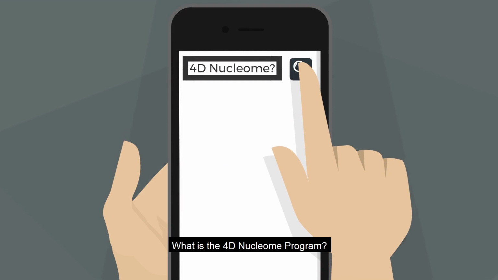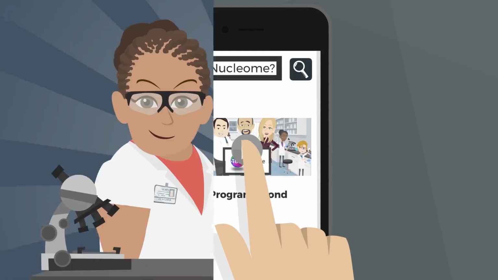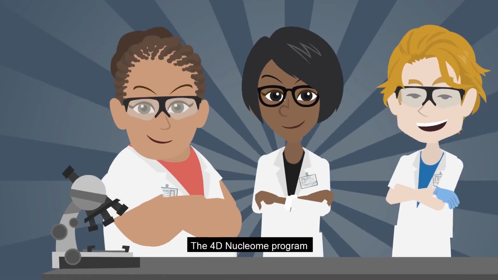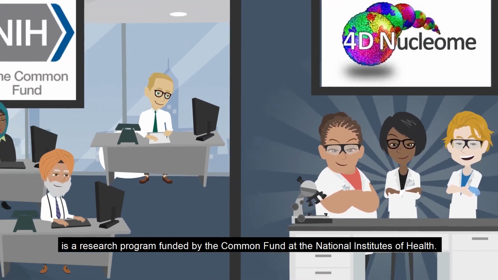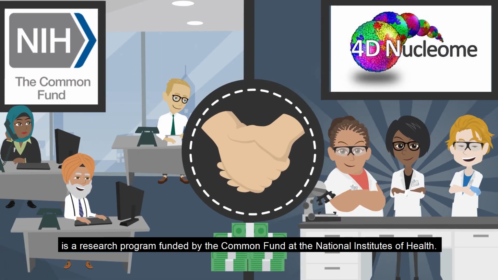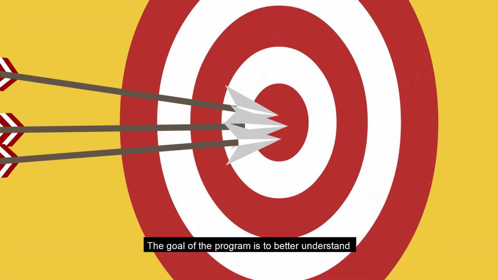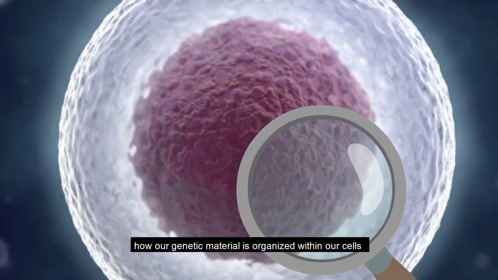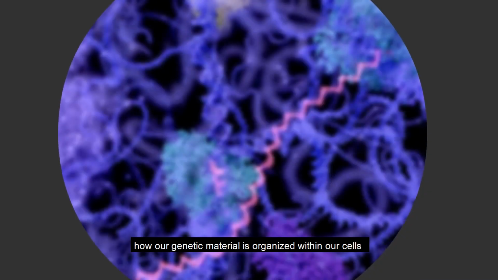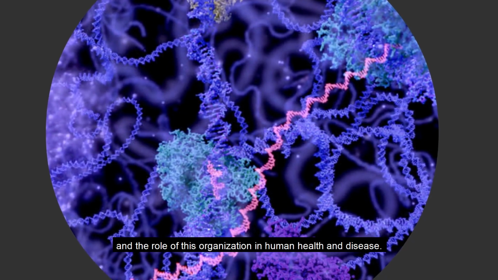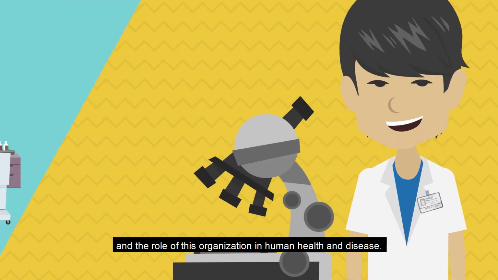What is the 4D Nucleome Program? The 4D Nucleome Program is a research program funded by the Common Fund at the National Institutes of Health. The goal of the program is to better understand how our genetic material is organized within our cells and the role of this organization in human health and disease.